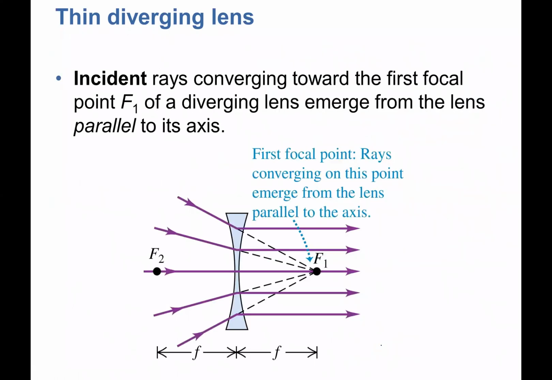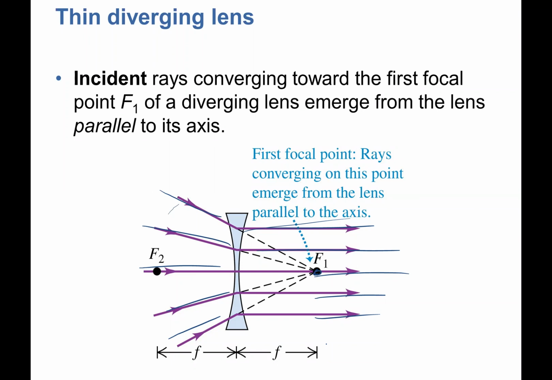All right, in a similar way, you can see that incident rays converging toward the first focal point of a diverging lens emerge from the lens parallel to the axis. That means they all appear to be diverging toward that point, but when they come out, they go in parallel. So there will basically be no image located in the back.